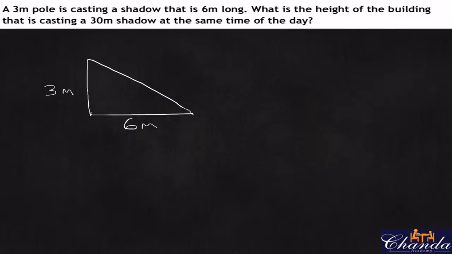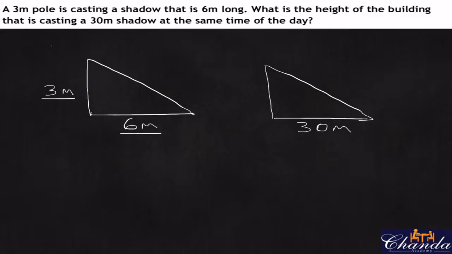So as you can see, the relationship between the length of the pole and the shadow that it creates is simply a factor of 2. So the shadow is simply twice as long as the length of the pole at a particular time of the day. Now, if we were to look at a building, again, this is not to scale, guys. So we have a building that is casting a shadow of 30 meters. So we need to figure out what the height of the building is.